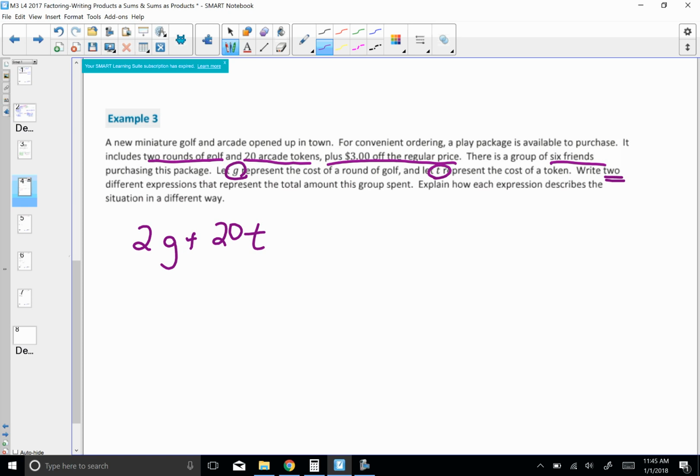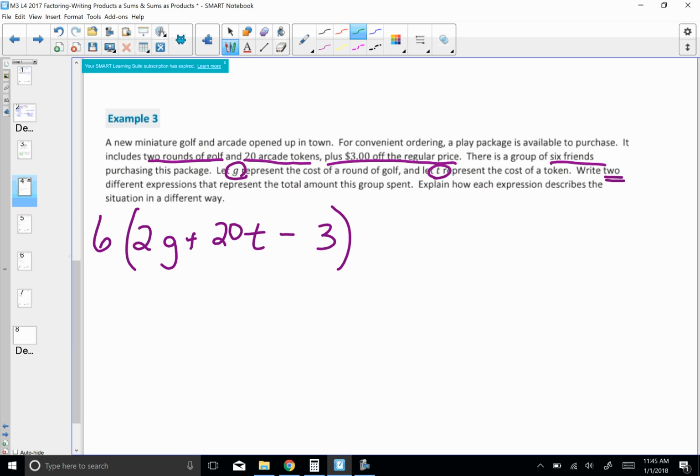But I also get to save $3. So I'm saving $3. So here's the play package. But there's a group of 6 friends getting this. So all of this is going to happen 6 times for that group of friends. So here's one expression. 2 times the cost of golf plus 20 times the cost of the tokens minus $3 times 6.